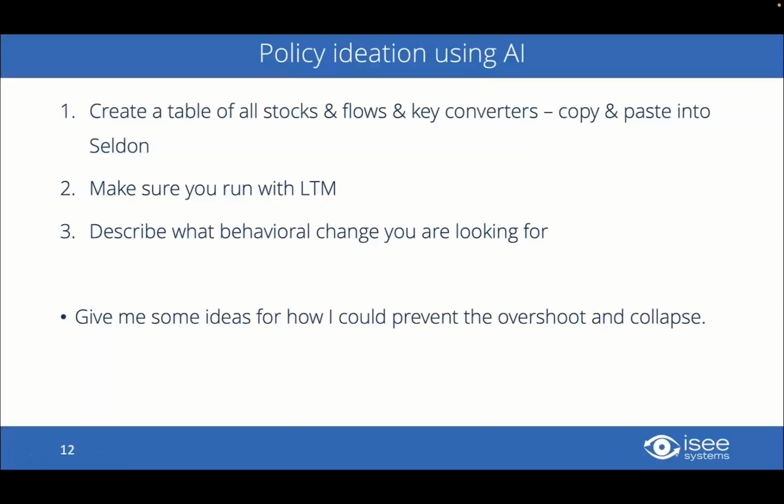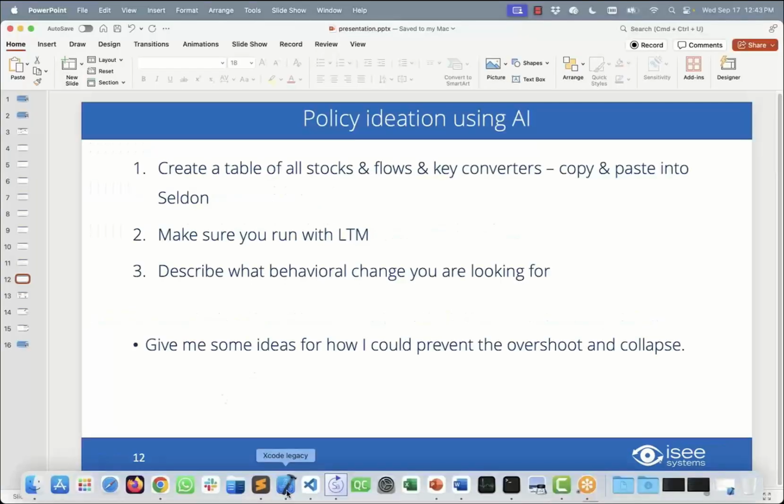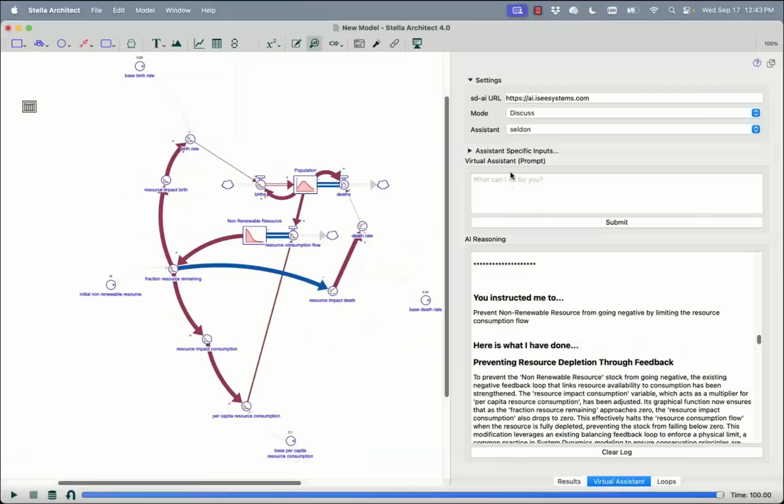So again, just like we've done in the previous steps, we create a table of all the stocks and flows and key converters and copy and paste them into Selden. We make sure that we run with LTM, and we describe the behavioral change that we're looking for. Give me some ideas for how I could prevent the overshoot and collapse, for instance. And in this case, I wasn't being specific about the way that I want that information. So I'm going to say, give me some ideas about how I can prevent the overshoot and collapse.